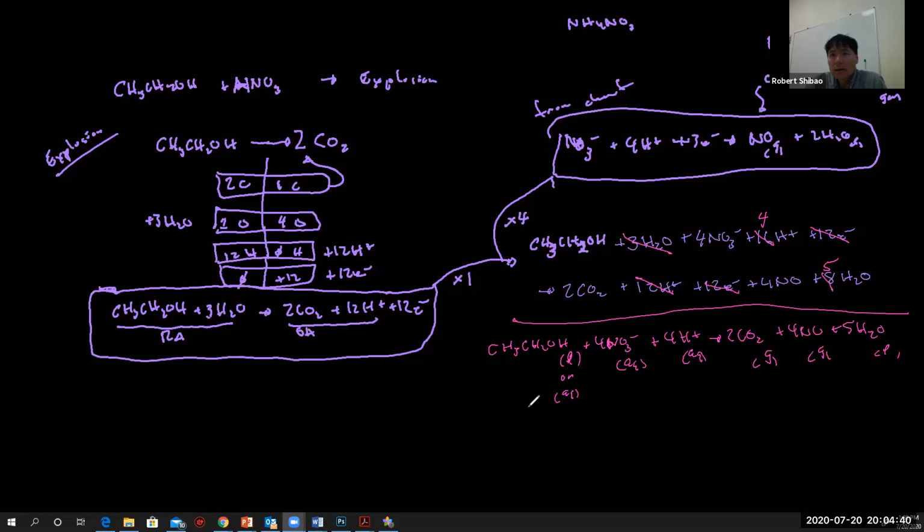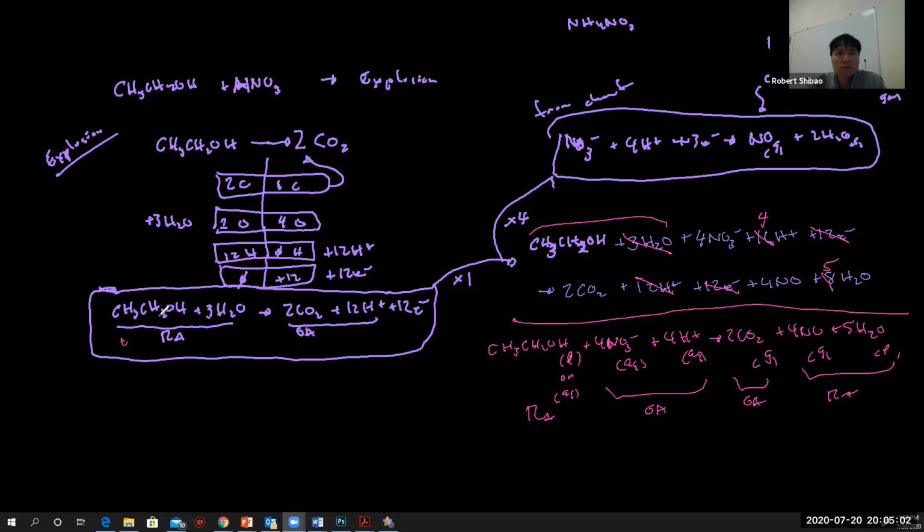Now we look: ethanol is a reducing agent. Nitrate and H+, this is our oxidizing agent. We need the H+ with the nitrate because we're forming water. CO2 is our conjugate oxidizing agent, and NO and H2O, this is our conjugate reducing agent. I can see that from up here.